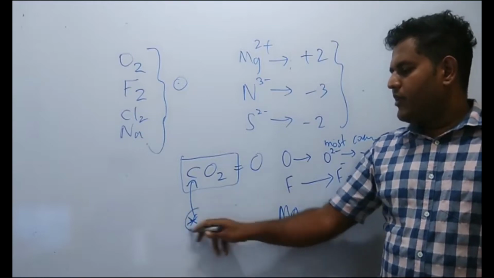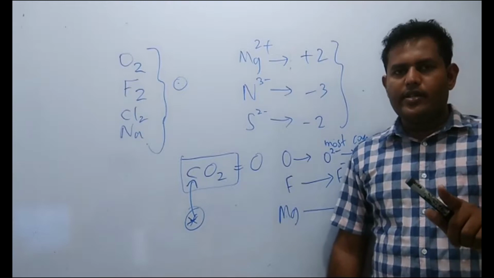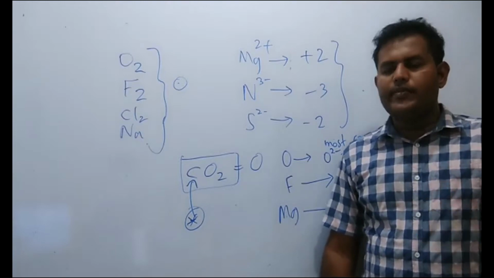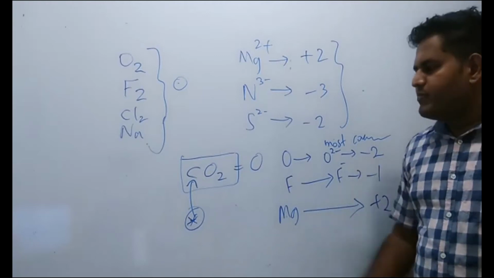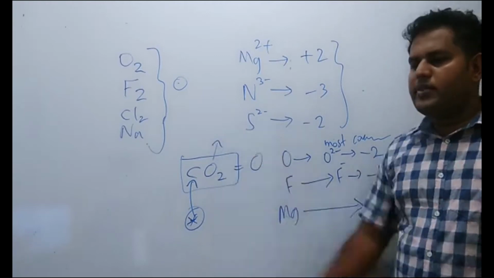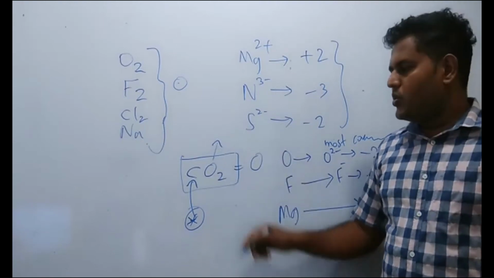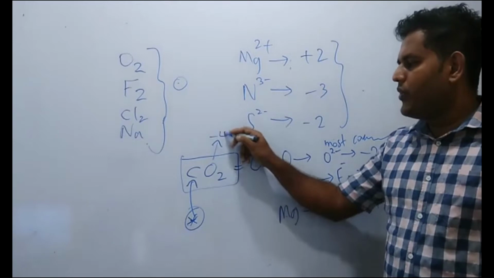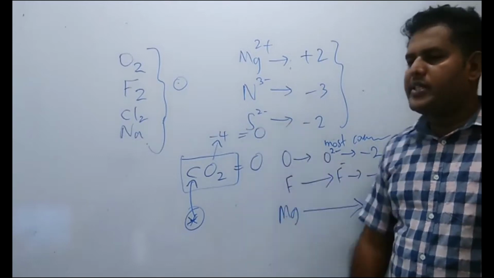So then what we have to do is consider the neighboring atom. The neighboring atom is oxygen. We are finding the oxidation number of one carbon. For one oxygen, the oxidation number is minus 2. So for two oxygens, what is the oxidation number? For one oxygen, if the oxidation number is minus 2, for two oxygens the oxidation number is minus 4. But the summation should be equal to 0.